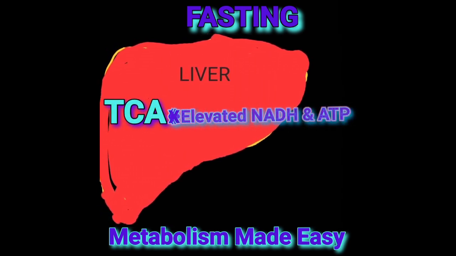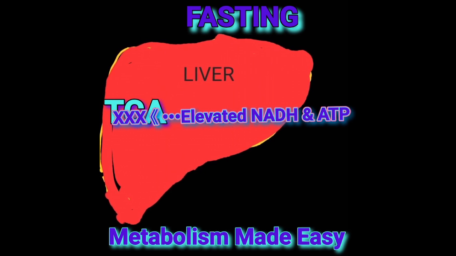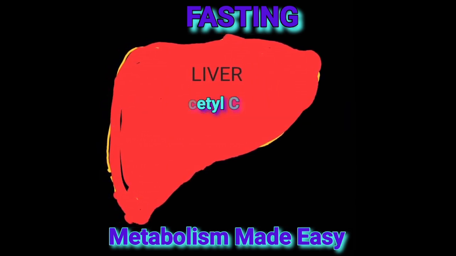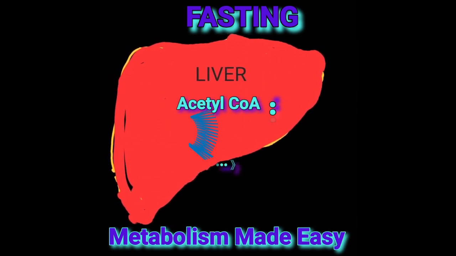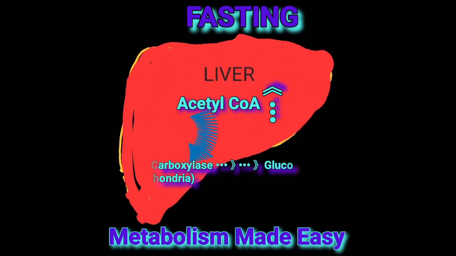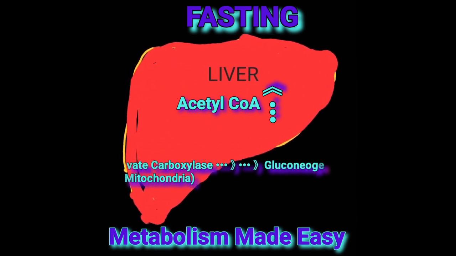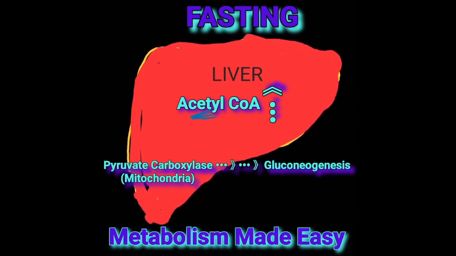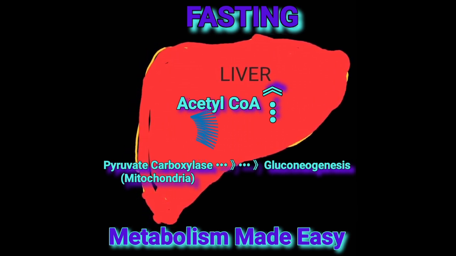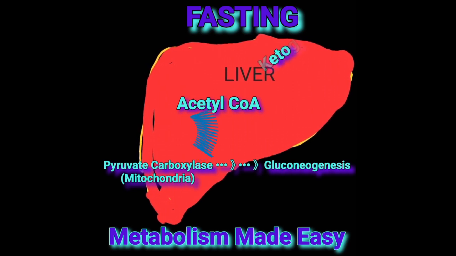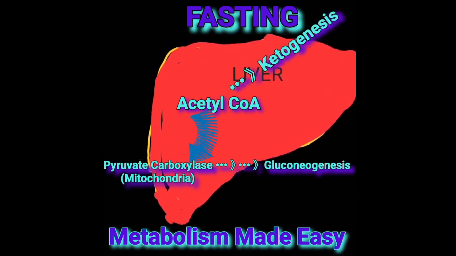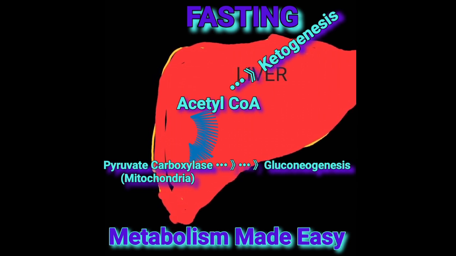High NADH and ATP inside the mitochondria will inhibit the TCA cycle at the isocitrate dehydrogenase step, resulting in the accumulation of acetyl-CoA inside the mitochondria, which then can activate pyruvate carboxylase, the bypass enzyme in gluconeogenesis, and simultaneously will activate ketogenesis inside the liver.